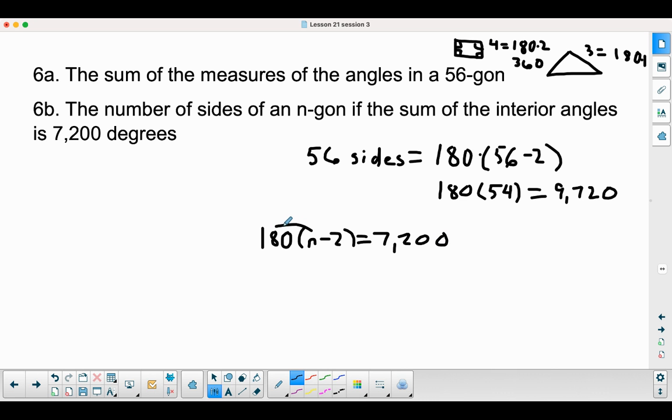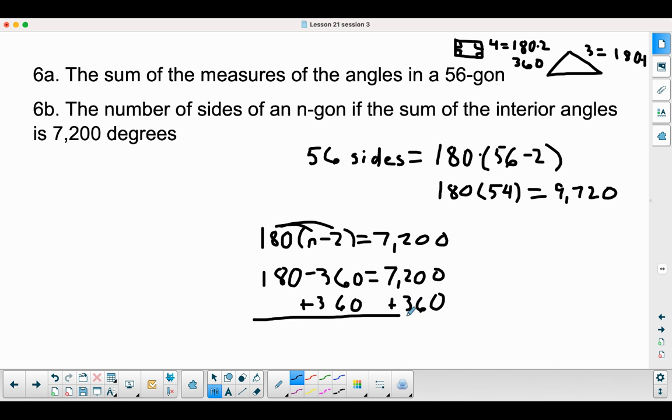Distribute the 180. So that's going to be 180n minus 360 equals 7,200. Then add 360 to both sides. Then those will cancel out. And then, oops, that should be 180n. Forgot to write that in there. That's my fault. Okay, there we go. We're good. So then I have 180n.